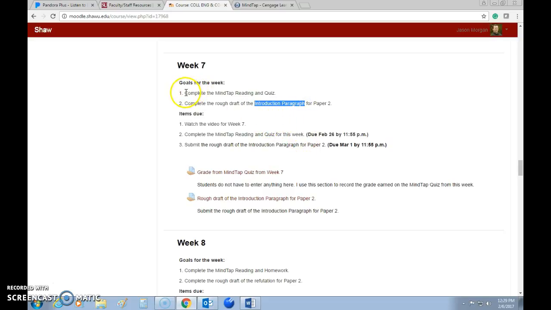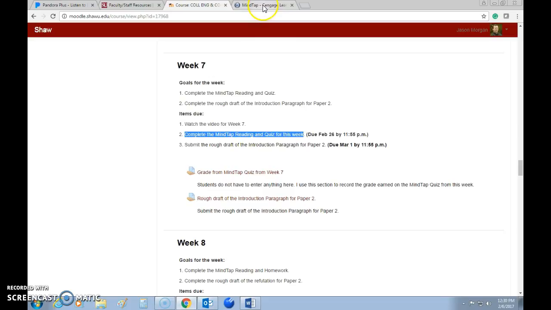So the goals for this week are that there is MindTap reading and a quiz. Again, one more time, with love: MindTap is required for this class because there are quizzes that are done online. This is an online class. We need to use the online resources. It is required. And then the goal is to complete the rough draft of the introduction for paper 2. So what you're going to do is watch week 7, which we're doing right now, complete the MindTap reading and quiz, and then do the rough draft.